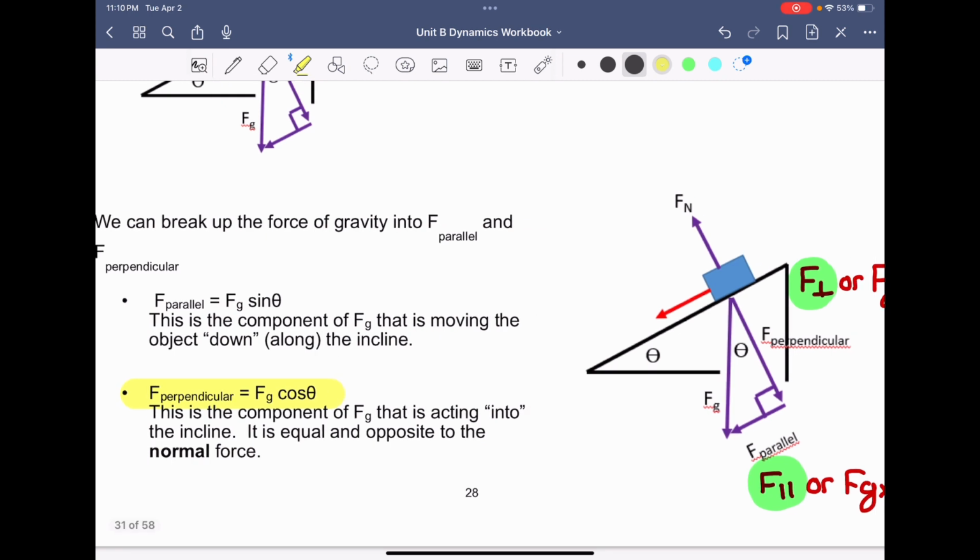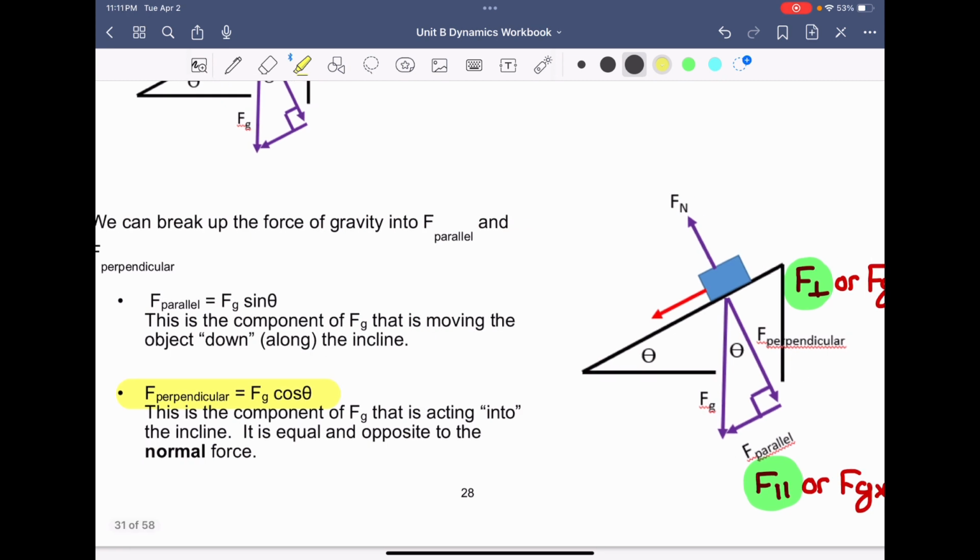Now, the force that is represented by F parallel just uses the opposite ratio because if theta is here, this is my opposite, this is my hypotenuse. Thus, the ratio I'm going to multiply it by is hypotenuse times sine theta will give me F parallel. Now, something that's going to be very, very important to note in both of these: F parallel is the component of FG that causes the object to move down the incline. In comparison, when we talk about FG perpendicular, it is equal and opposite to the normal force.